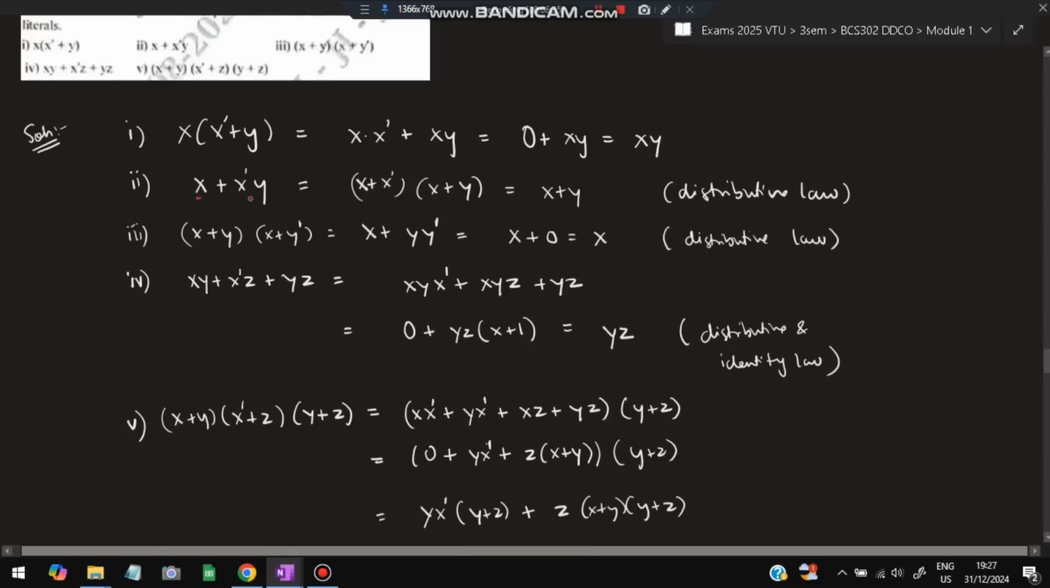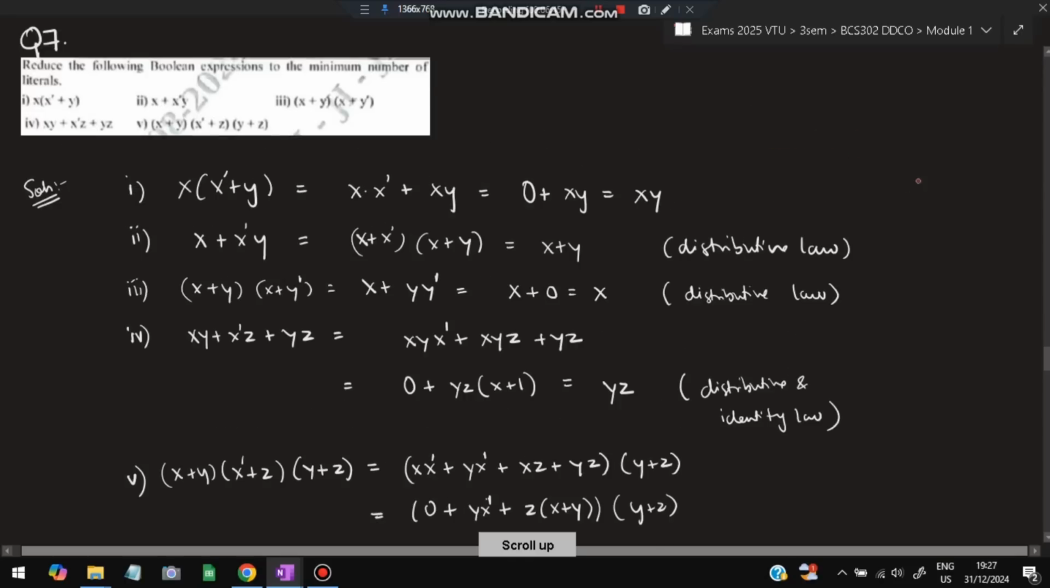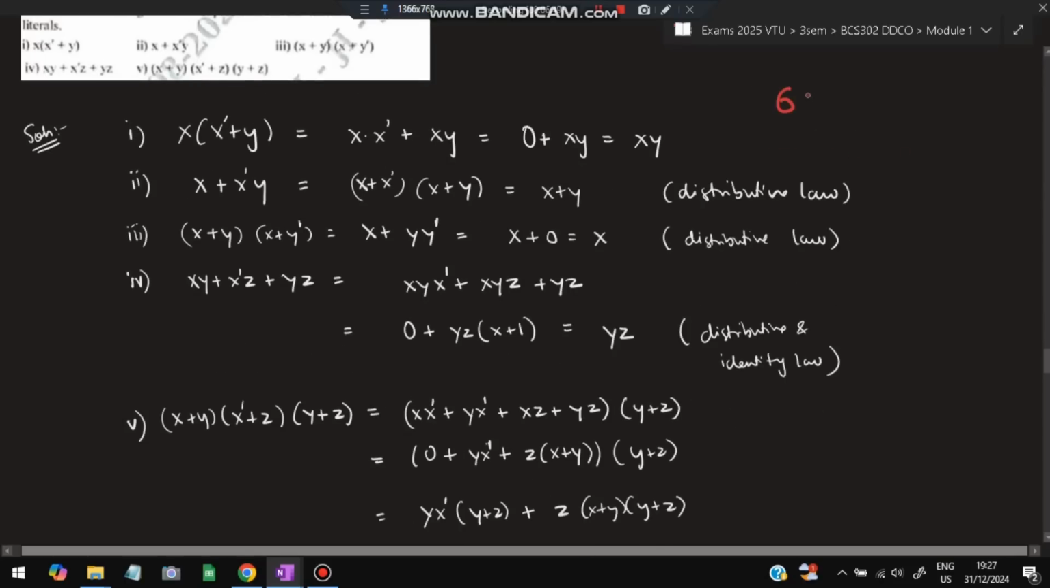Next one is x into x plus x bar y. Here you know this rule, right? If it is like 6 into x plus y, we can write it as 6x plus 6y. If it is like 6 plus xy, I can write it as 6 plus x into 6 plus y. This is called the distributive law. Based on that, x plus x dash y, I can write as x plus x dash into x plus y.